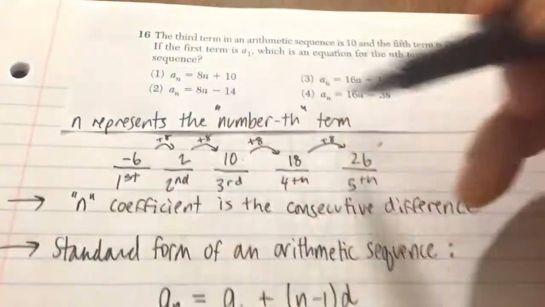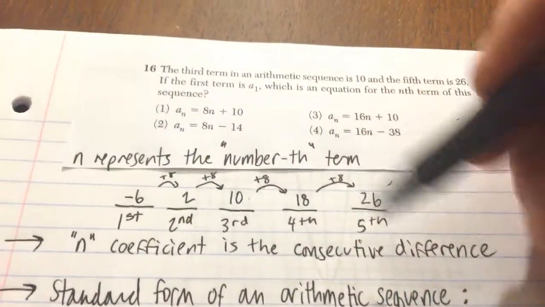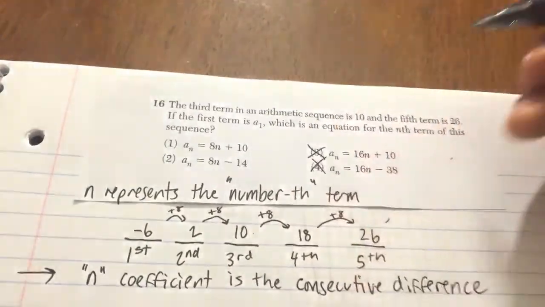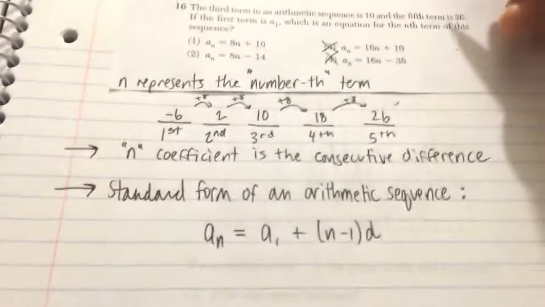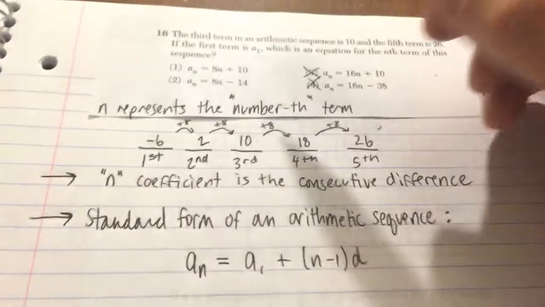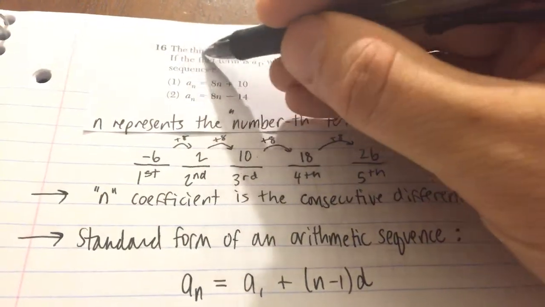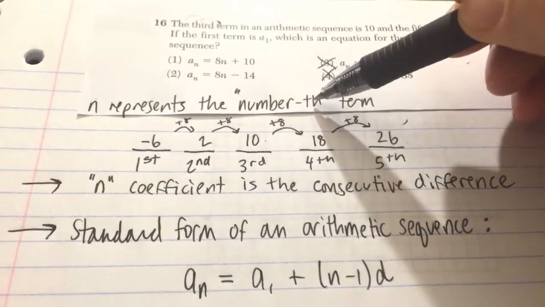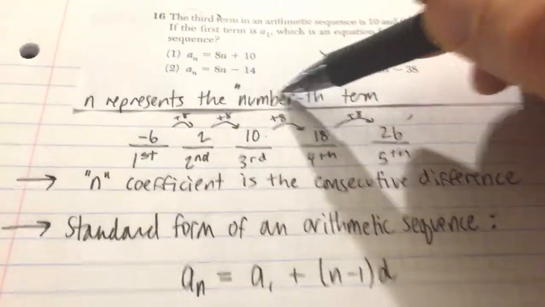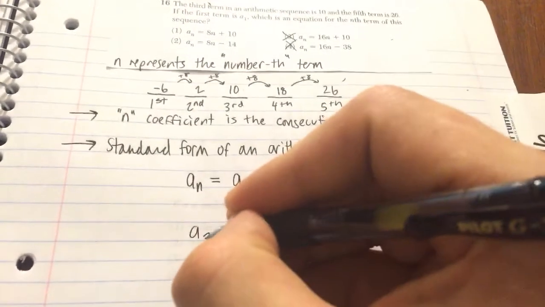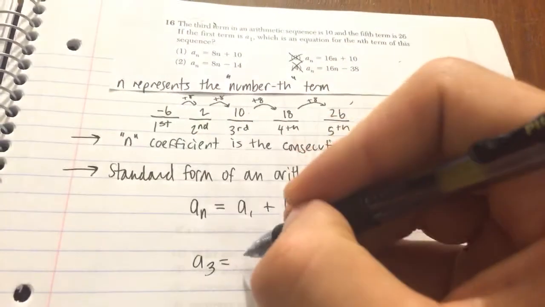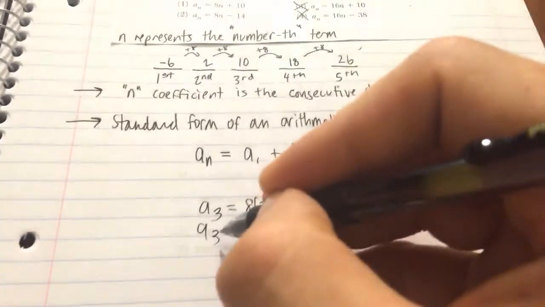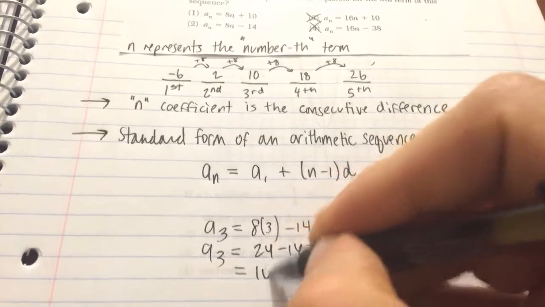Now, for all of these choices, n's coefficient is the consecutive difference. So you see how the consecutive difference is 8? I'm only focusing on 1 and 2. It's not 3 and 4. Now, I have to decide which of these two it is. So what I would suggest doing is plugging in a number for n, because n represents the nth term. I know nth is kind of a goofy word, but in this case n represents the third term. So if I do a sub 3, because I want the third term, I have 8 times 3 minus 14. So we double check that the third term of the sequence is indeed 10, and it is.